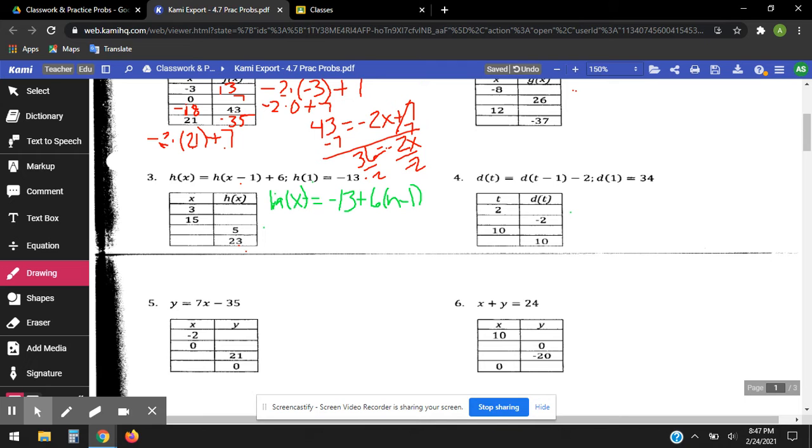So now I can plug in a 3. Well, 3 minus 1 is 2. 6 times 2 is 12. 12 plus -13 is a -1.